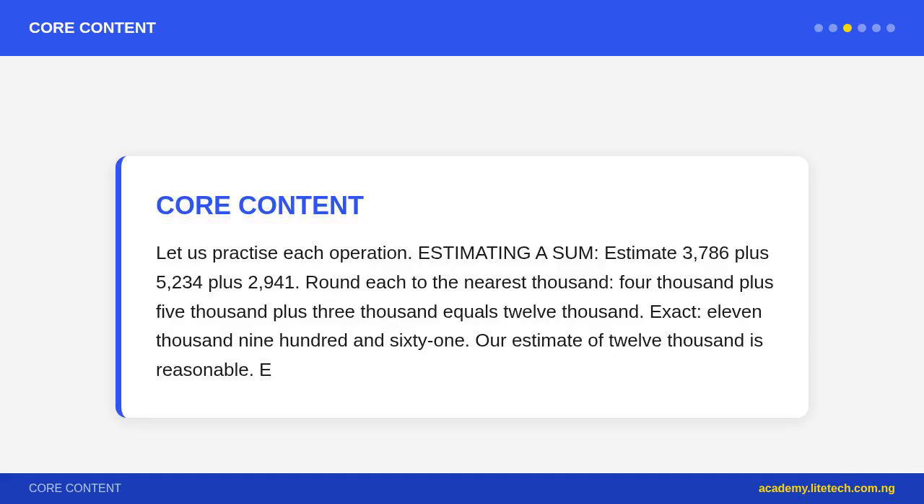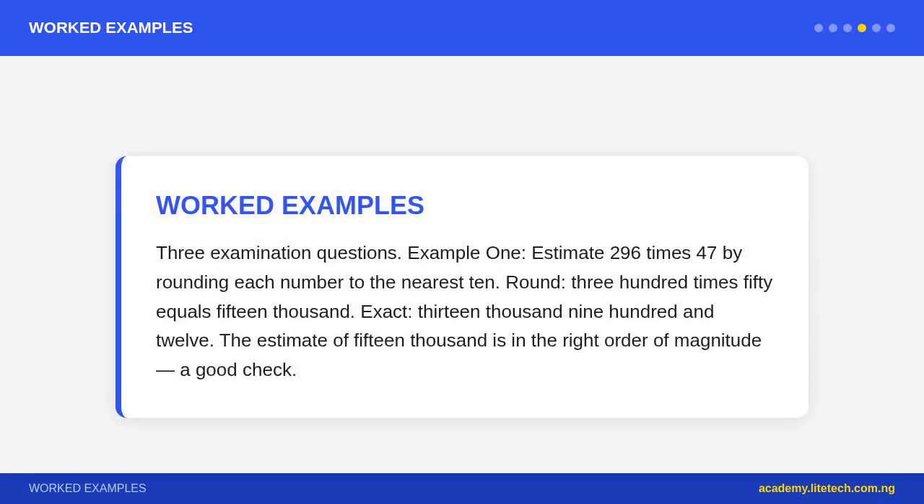Estimating a quotient, compatible numbers. Estimate 3,740 divided by 52. Find numbers close to 3,740 and 52 that divide evenly. 3,600 divided by 60 is easy, equals 60. Or, 4,000 divided by 50 equals 80. Exact answer, 71.9. Both estimates, 60 and 80, bracket the true answer.